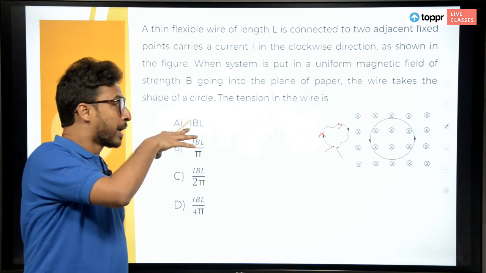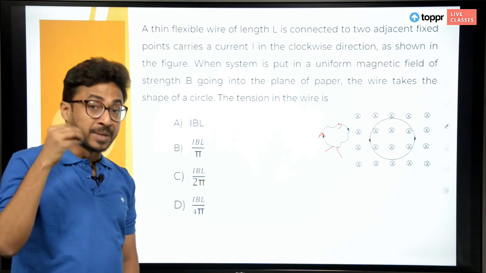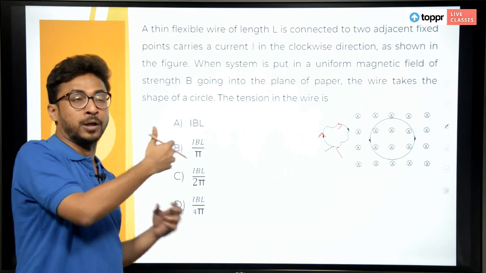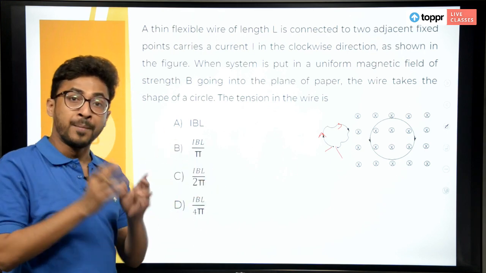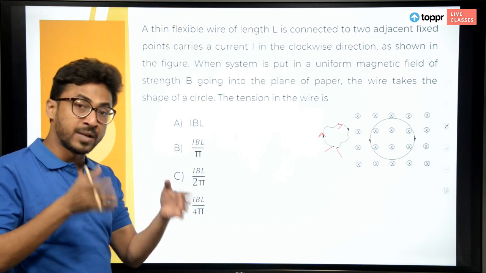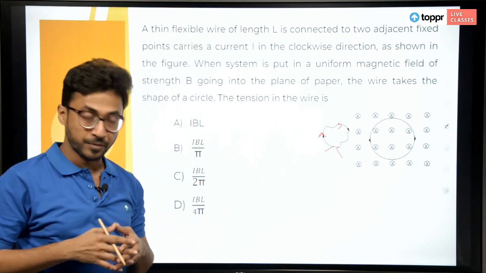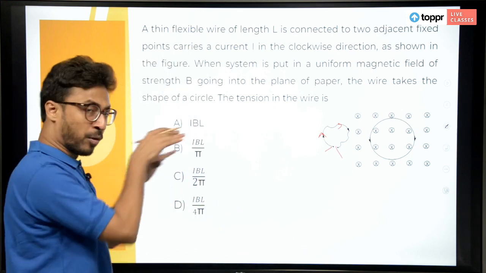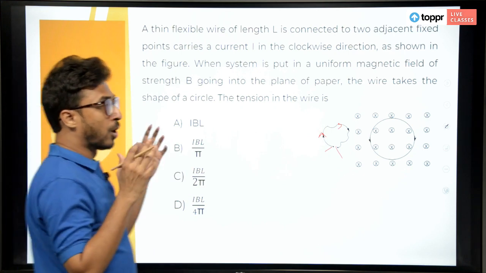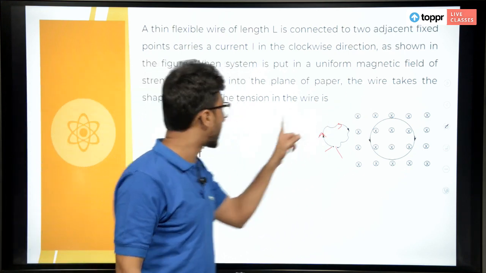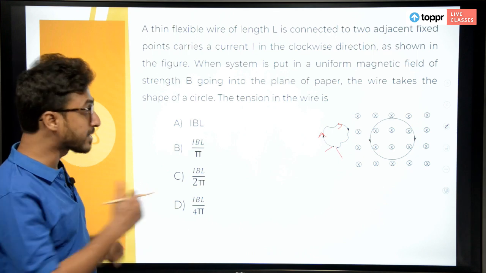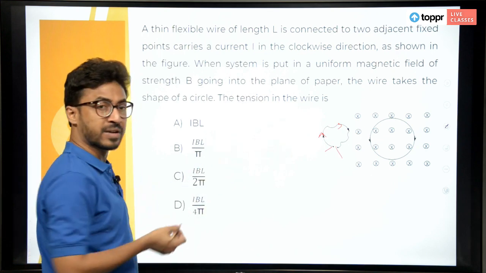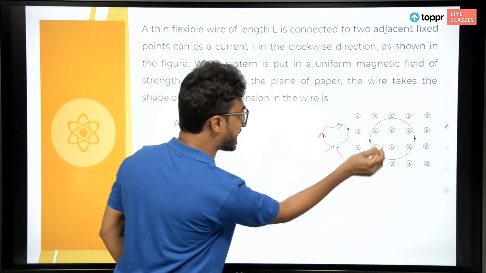Now, when we have to find the tension, it means what? We have to find the force. The force means now we are coming into the part of what is the force when a current carrying conductor is lying in a magnetic field, right? This is a question. Now see, before moving on to this exact problem, first we have to know why the wire is taking the shape of a circle. What is happening with the wire? Now see, the wire is carrying the current in the clockwise direction, right? And the magnetic field is inside.